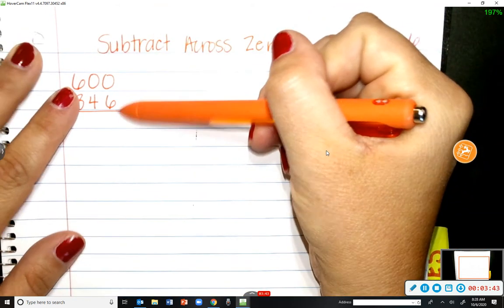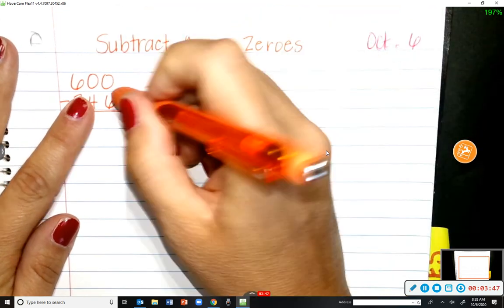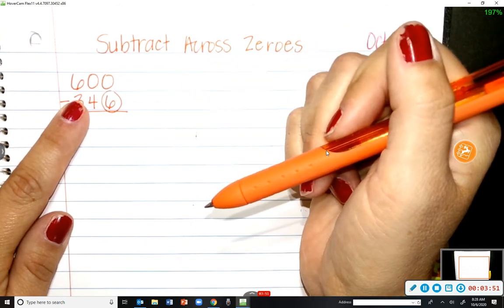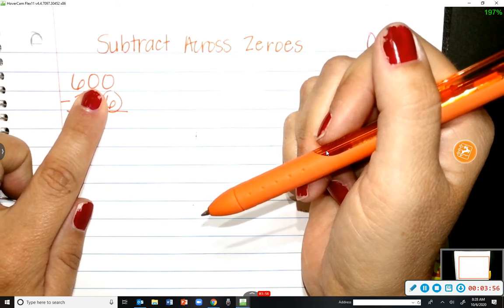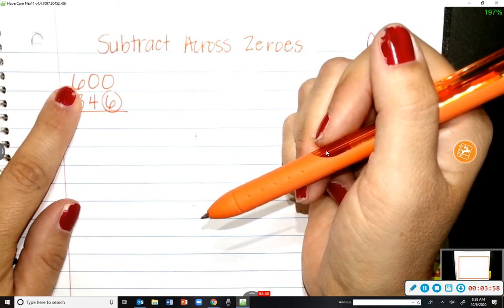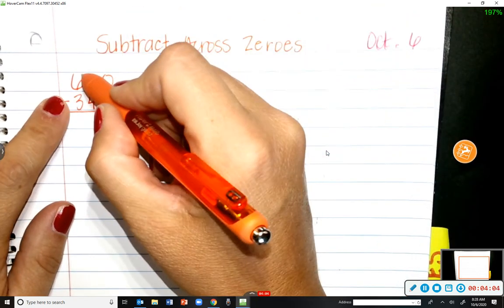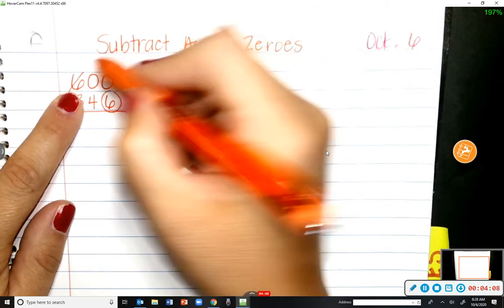So we ask ourselves, is there more on the floor? Yes. So we need to go next door. But in this case, we can't borrow from the 0, so we have to keep on going down. We go to the next place. The 6 is where we need to borrow from. So if I'm going to borrow from the 6, what does it become? A 5.